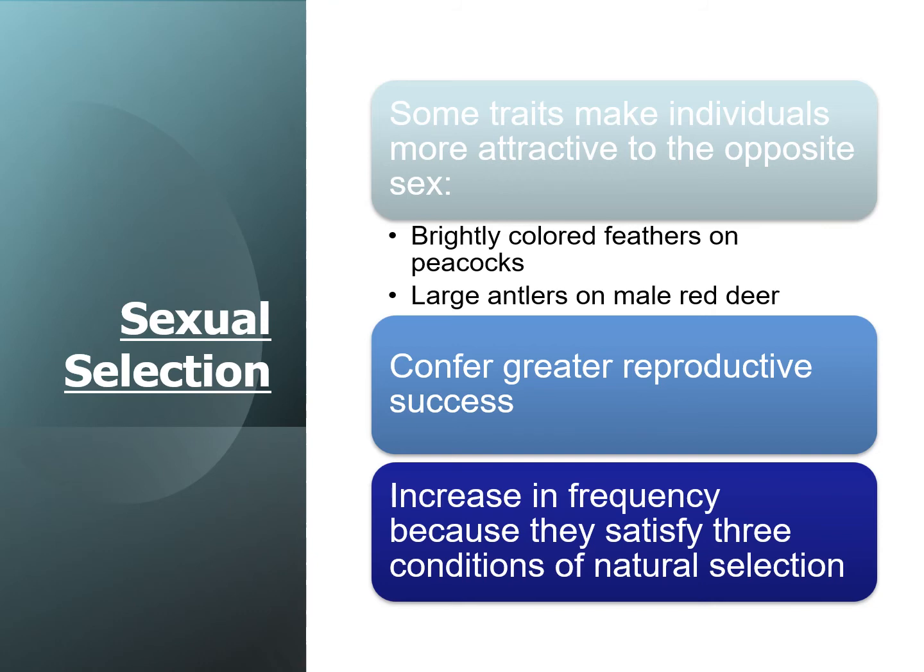These traits are going to confer greater reproductive success. So the better these traits on animals are, say like peacock feathers, the bigger, brighter, more beautiful feathers on a male peacock will make a female peacock substantially more receptive to mating with him because he's got the goods. He will have a higher reproductive success for having that better trait than other males. The increase in frequency happens because they satisfy the three conditions of natural selection, which we talked about just before.